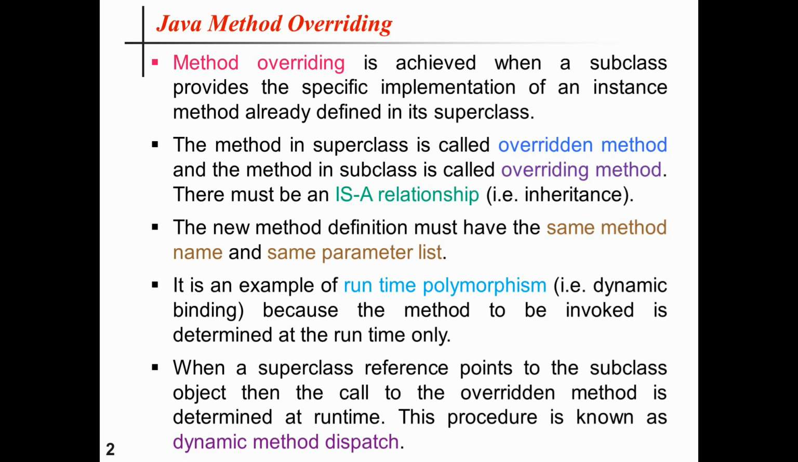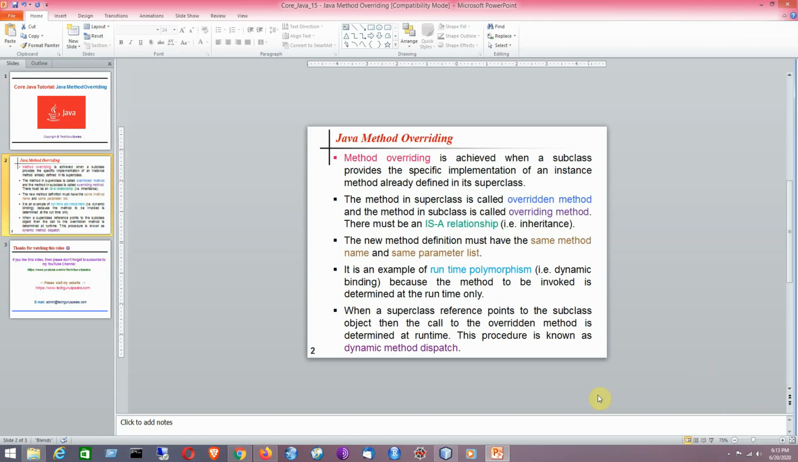When a superclass object reference points to the subclass object, then the call to the overridden method is determined at runtime. This procedure is known as dynamic method dispatch. So that is the theoretical background of the Java method overriding concept. Now I'll be moving to the demonstration part, which will be done by using the NetBeans IDE, which is one of the most popular IDEs for Java programming. So let's move to the demonstration part using the NetBeans IDE.